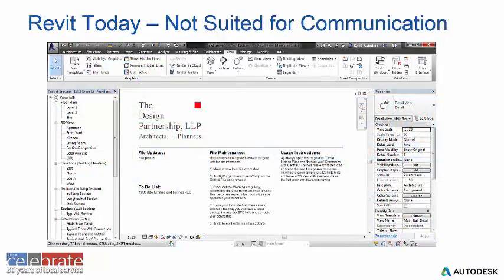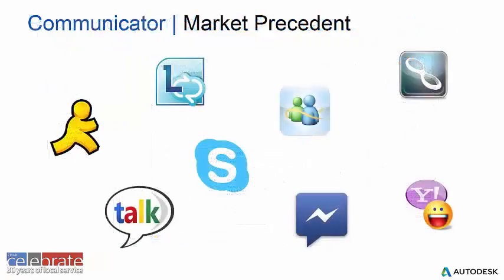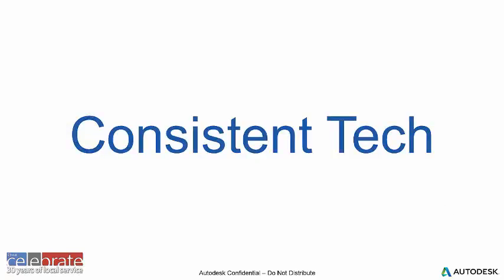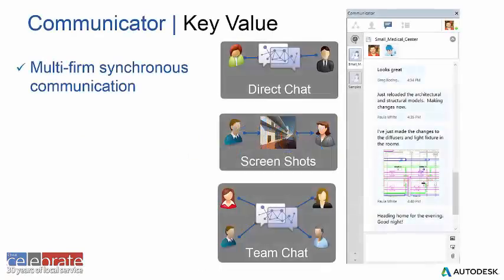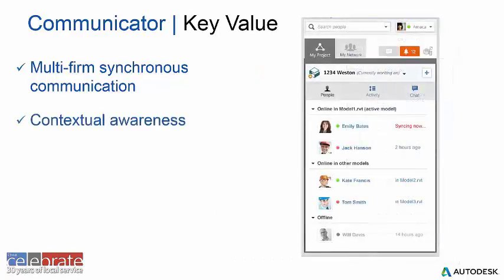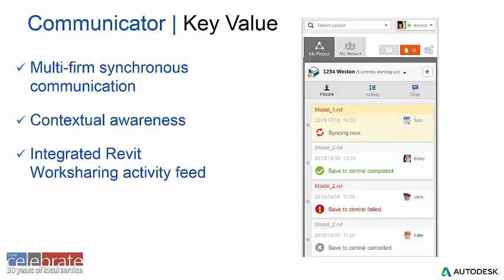Revit is a wonderful design tool, but was not designed as a communication tool. With so many communication tools available on the market, Autodesk studied the advantages and disadvantages of each. In the end, Autodesk wanted to have consistency and have the ability to communicate while sharing the same context. Autodesk built its own communication tool from the ground up to enable multi-firm real-time communication, contextual awareness, and integrated a Revit work-sharing activity feed.